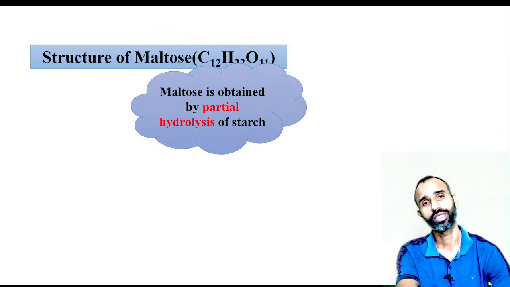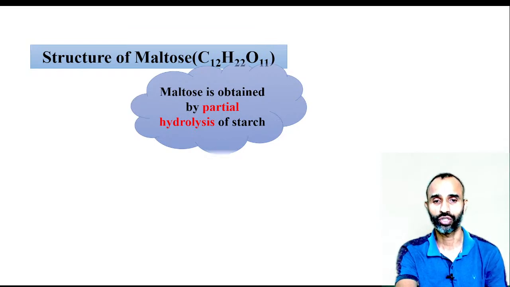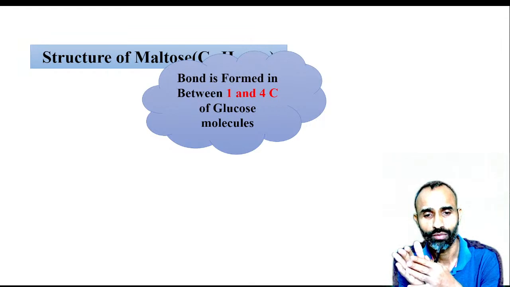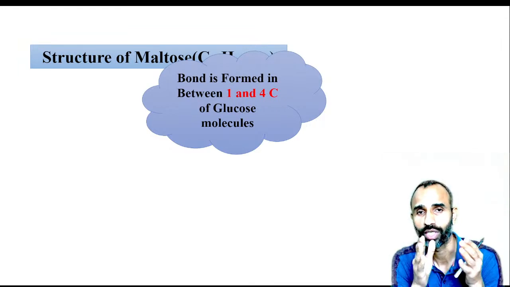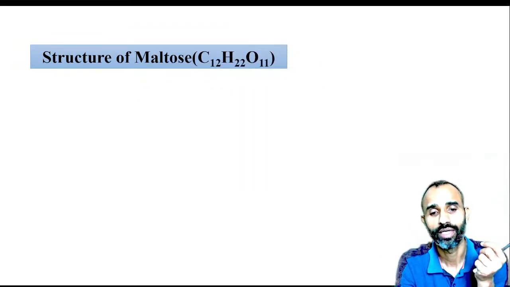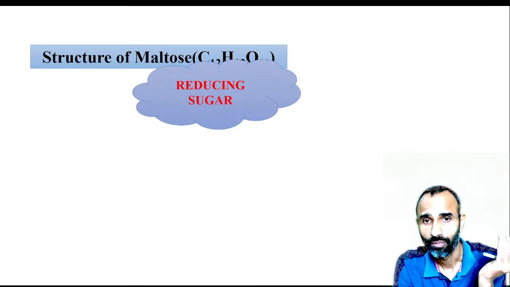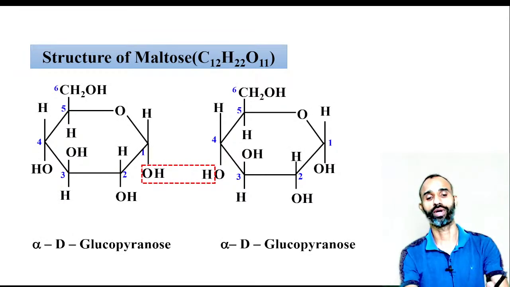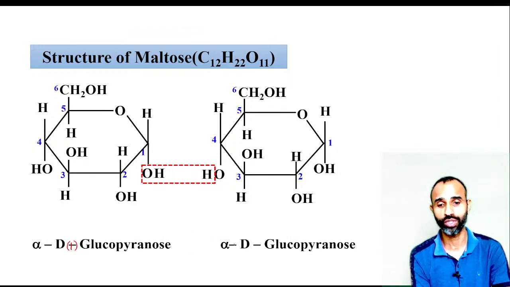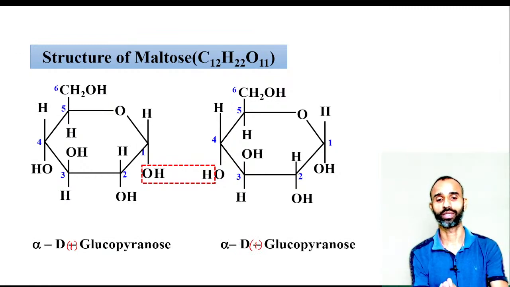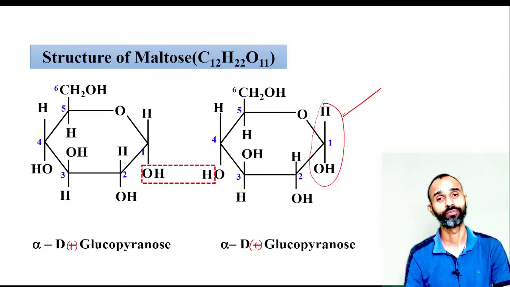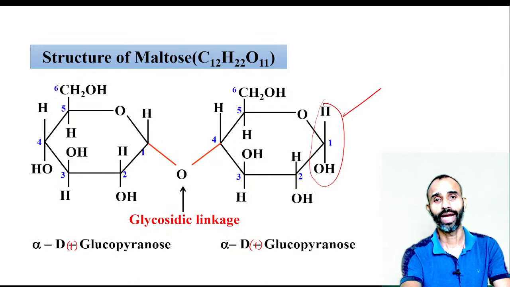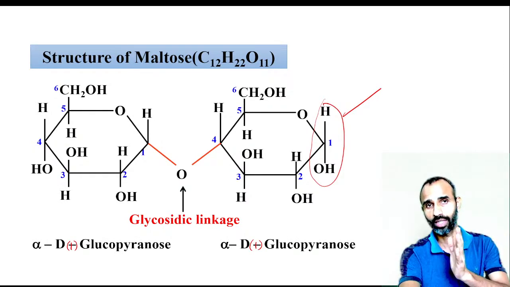Now, maltose is obtained by the partial hydrolysis of starch. A bond is formed between C1 and C4 of glucose molecules, that is, C1 of one glucose unit and C4 of another glucose unit. That's why it is a reducing sugar, because one of the C1 is free. Both are alpha D plus glucose, in pyranose form, bonded together, and this C1 is free. As this C1 is free, it is a reducing sugar. At least one C1 should be free in glucose, or C2 in ketone.